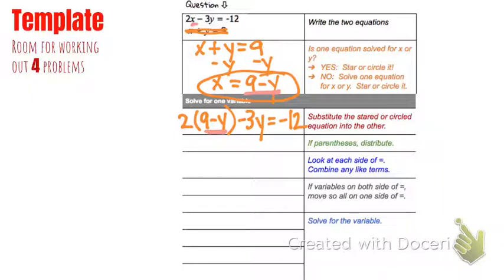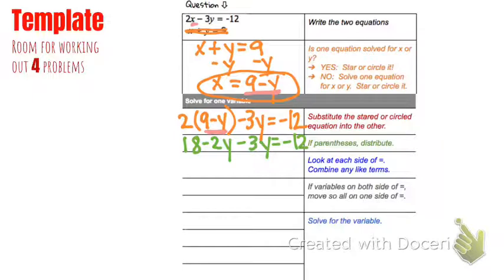Now, if there are parentheses, it says to distribute. So I'm going to distribute this. 2 times 9 is 18. 2 times negative y is negative 2y. And I have my negative 3y equals negative 12. So the only thing that changed is that I distributed.